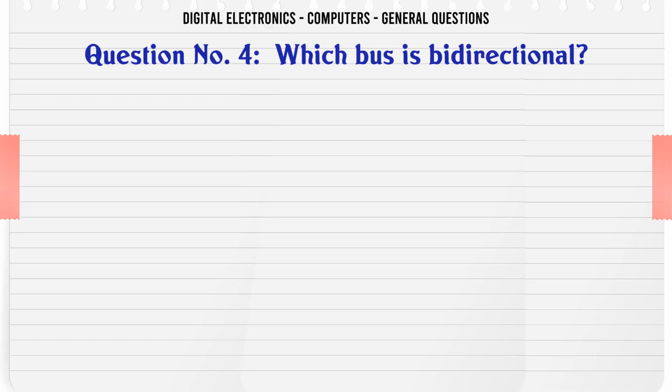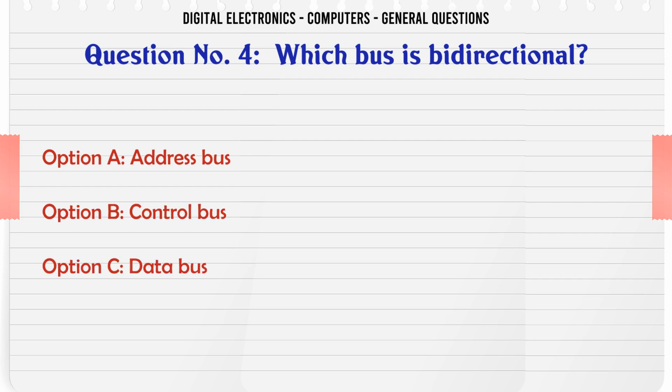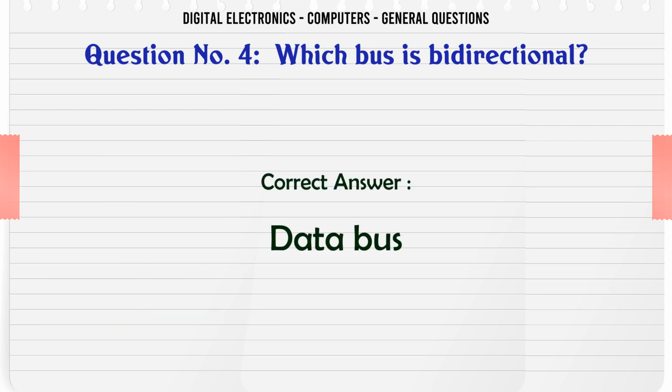Which bus is bidirectional? A. Address bus. B. Control bus. C. Data bus. D. None of the above. The correct answer is data bus.